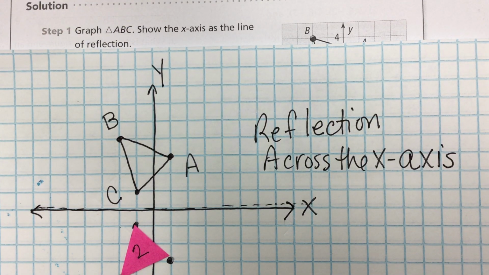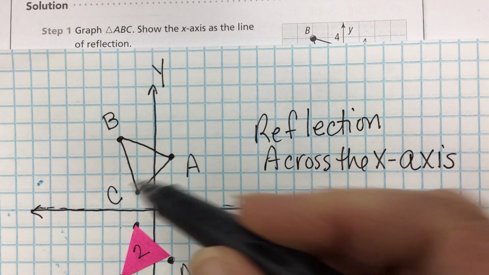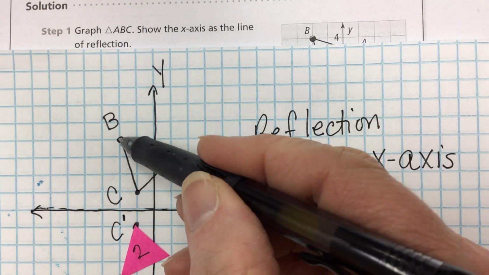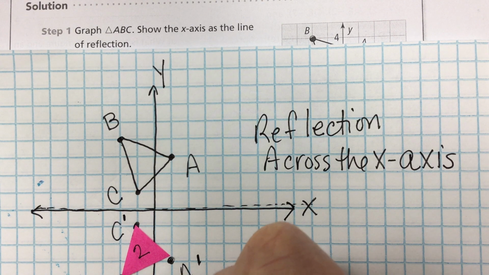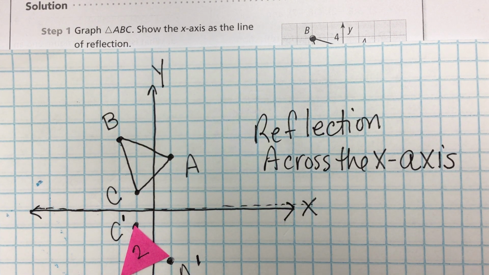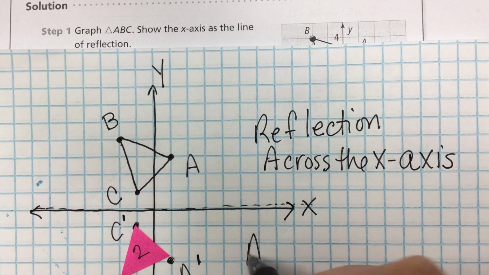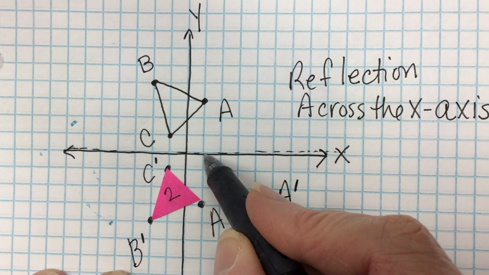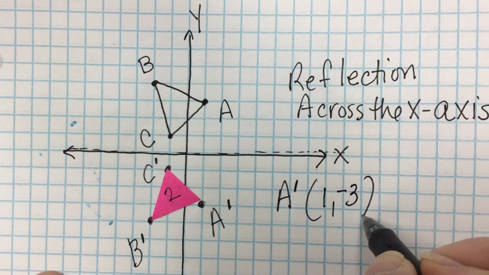Okay? So, here was A. When I reflected it over, this is A prime. Here's C. When I reflect it over, this is C prime. And when I reflect B over the x-axis, this is B prime, okay? So now, what is the ordered pair that represents A prime? A prime's ordered pair would be to the right 1, down 3. So it'd be (1, -3).